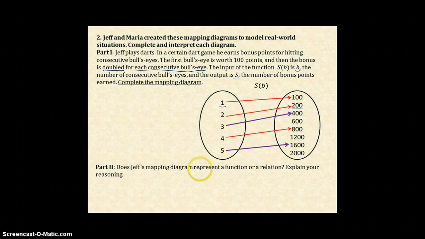So does Jeff's mapping diagram represent a function or a relation? Well, it's a function as long as each input only gets mapped to one output. And I don't see any input here that's going to two different outputs, so Jeff's mapping diagram represents a function because each input maps to exactly one output.